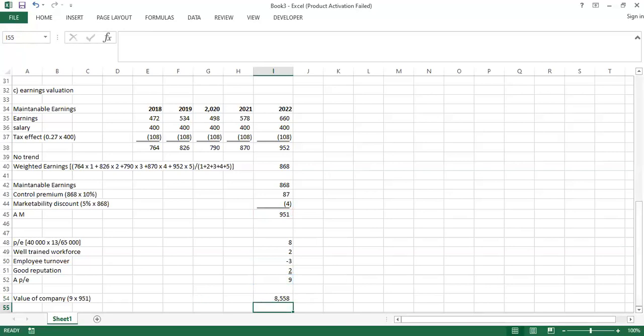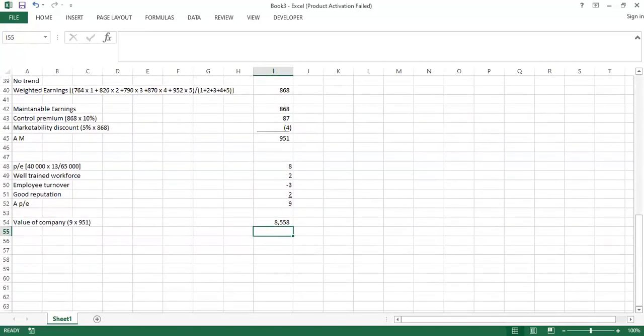The one other thing, maybe they could ask you to find the value per share, then you divide this by the number of shares. That's the only thing that you are doing there. All right.